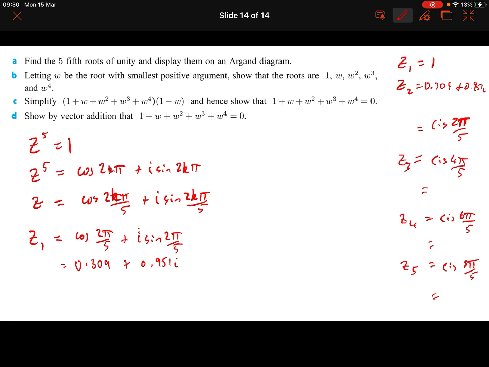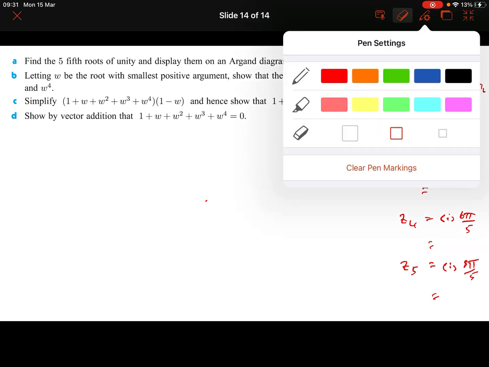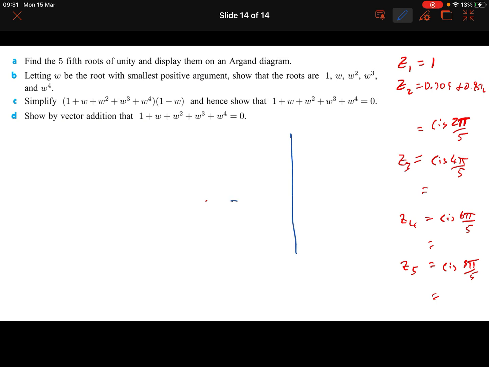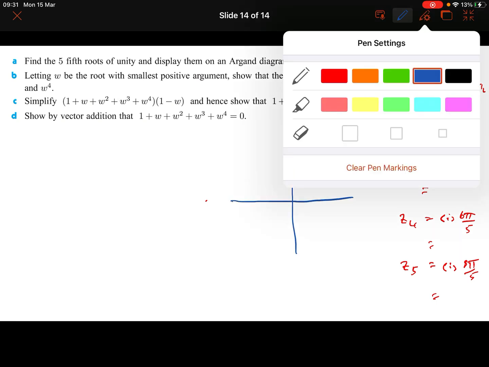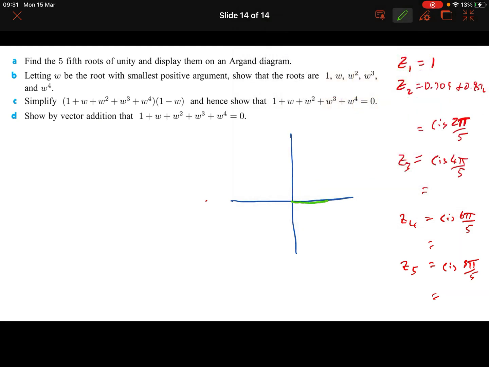Okay. Now, let W be the root with the smallest positive argument. Well, which one is the root with the smallest positive argument? If you've bothered to actually do the Argand diagram, you know you're going to get something like this. You're going to get just roughly one like that, then like that, then like that, and like that. Roughly equally spaced. That's not brilliant the way I've done it. So the one with the smallest positive argument is going to be this one.